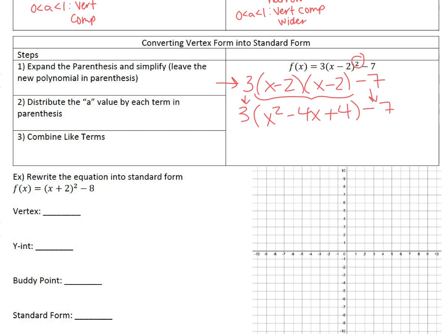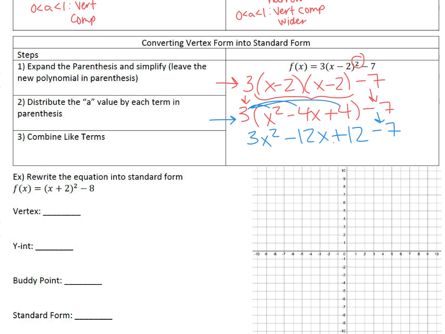Distribute our A, okay? It only goes to what is in the parentheses, guys. Only here, here, and here. It is not going to go to that negative 7. It is not in the parentheses. So let's look at that. So we get 3x squared minus 12x plus 12, and we're just bringing this minus 7 down, just like we did yesterday.